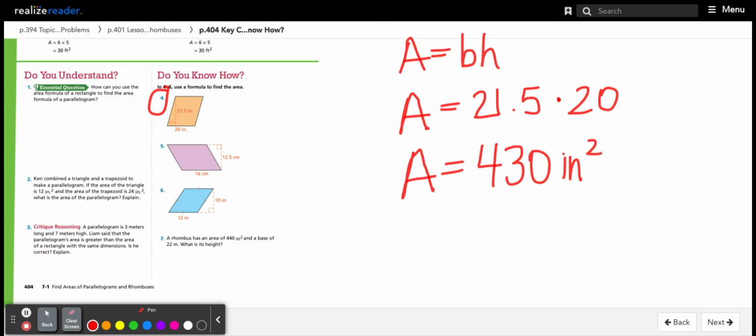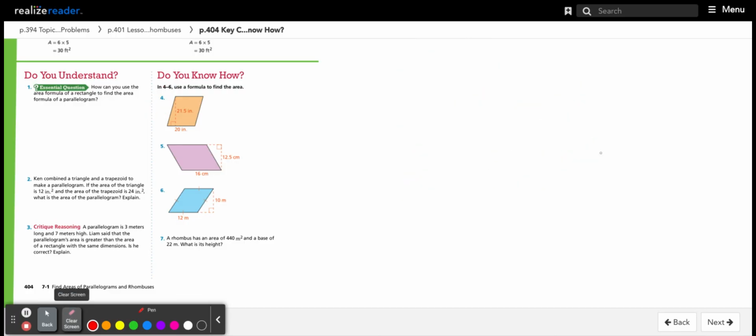Okay, now I want you to try 5 and 6. So I want you to do numbers 5 and 6 in your notebook. We will review them tomorrow. Numbers 5 and 6 in your notebook.